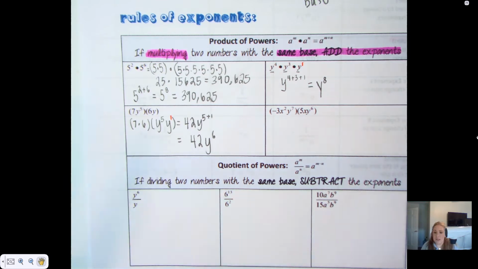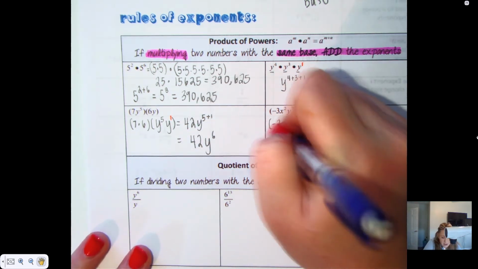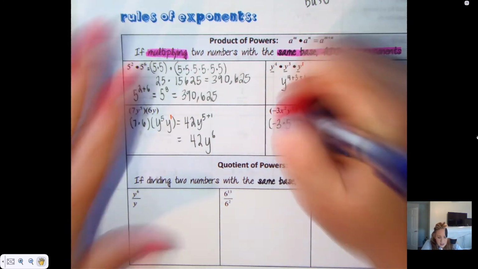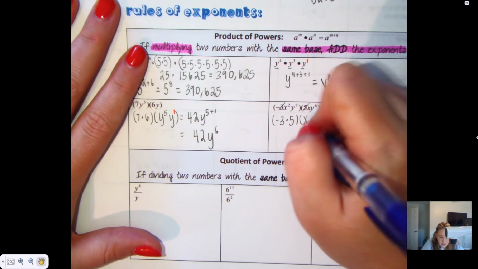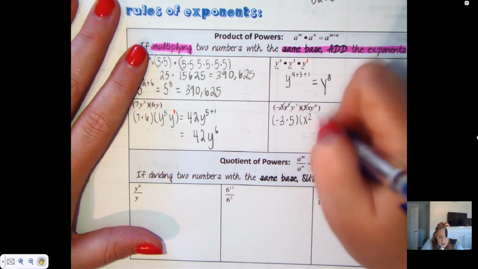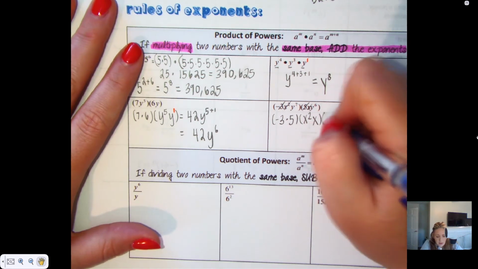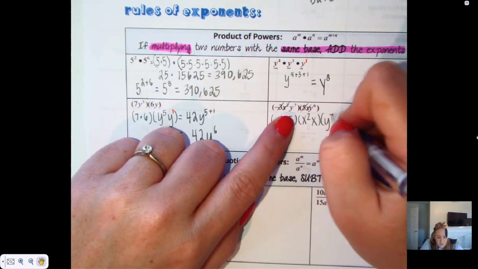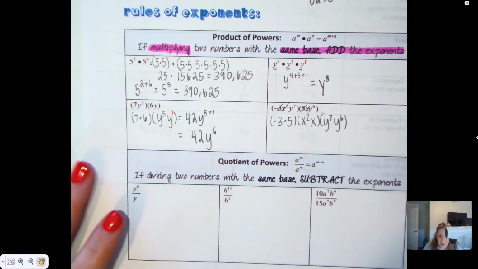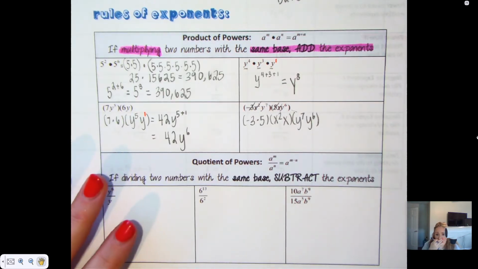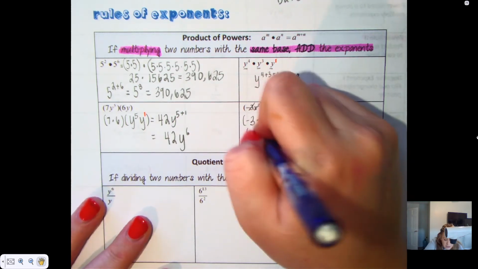Alrighty. I'm going to do the same technique here because there's now x's and y's. I'm going to put numbers with numbers, x's with x's, y's with y's. So I'm going to get -3 times 5. So took care of that, took care of that. I'm going to put my x's together now. So I get x squared here and an x here. Okay, and then I get y to the 7th times y to the 6th. Okay, so now let's simplify this thing. So I'm going to get -15 here.